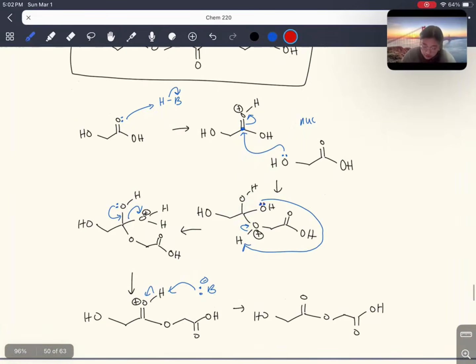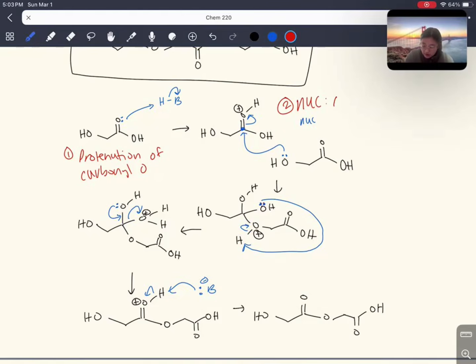So again, to go over the steps. The first step is the protonation of the carbonyl oxygen. The purpose of this step is that you are activating this carbonyl oxygen to be more reactive towards nucleophilic attack, which is going to be the next step. The second step over here is a nucleophilic attack of that carbonyl carbon, which is the most electrophilic site.